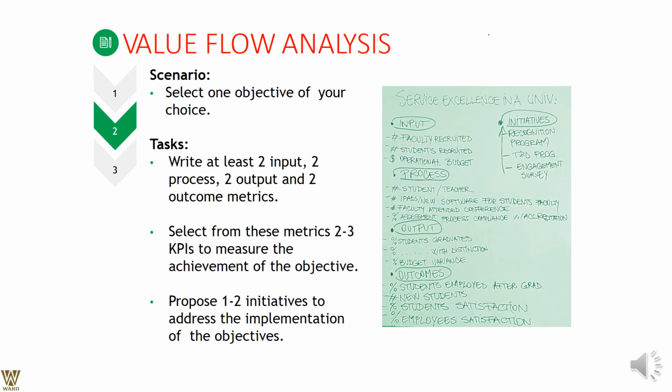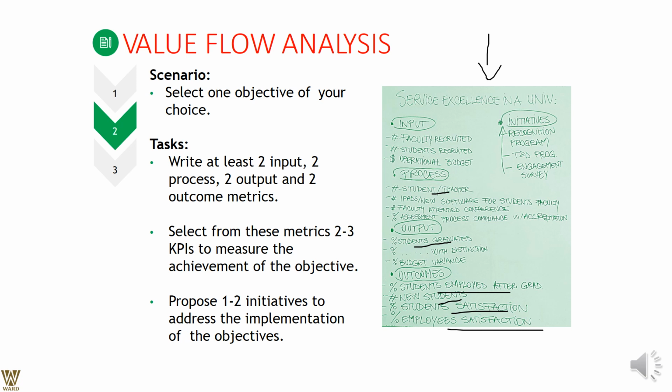So basically, if you take an example of a university this time, if you look into it: the faculty recruited, the process, the student per teacher ratio, the output percentage of students graduated, the outcomes such as students employed, new students, and student satisfaction, employee satisfaction that comes around it. So this is what we are looking at.